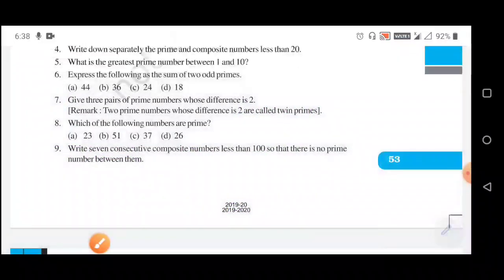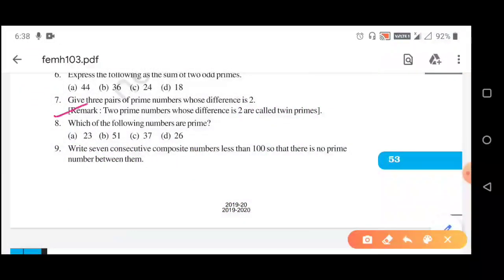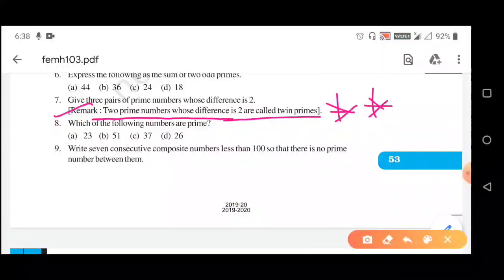The important thing in this question is two prime numbers whose difference is 2 are called twin primes. So it is very important. Note it down in your copy as a definition of twin primes. The definition is two prime numbers whose difference is 2 are called twin primes.